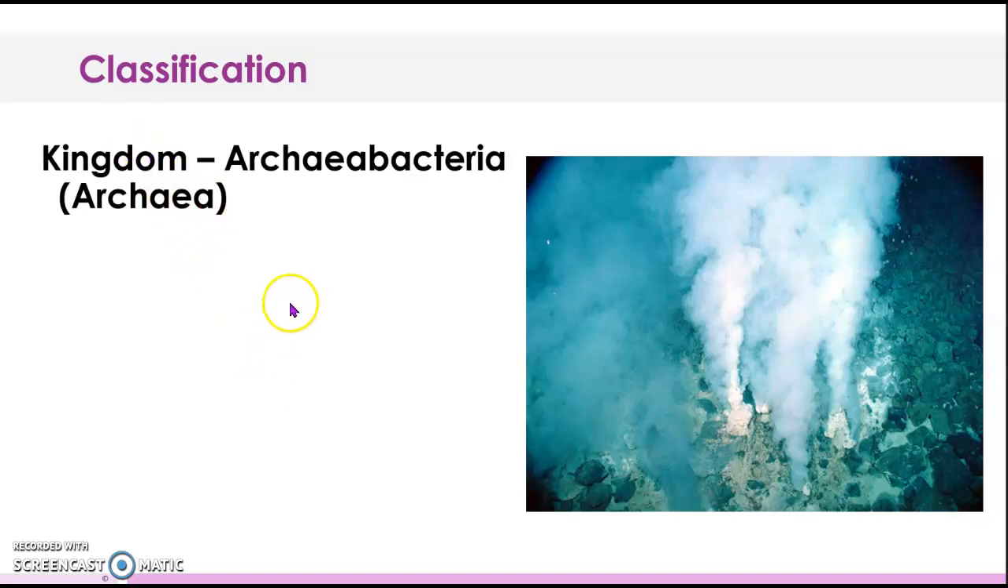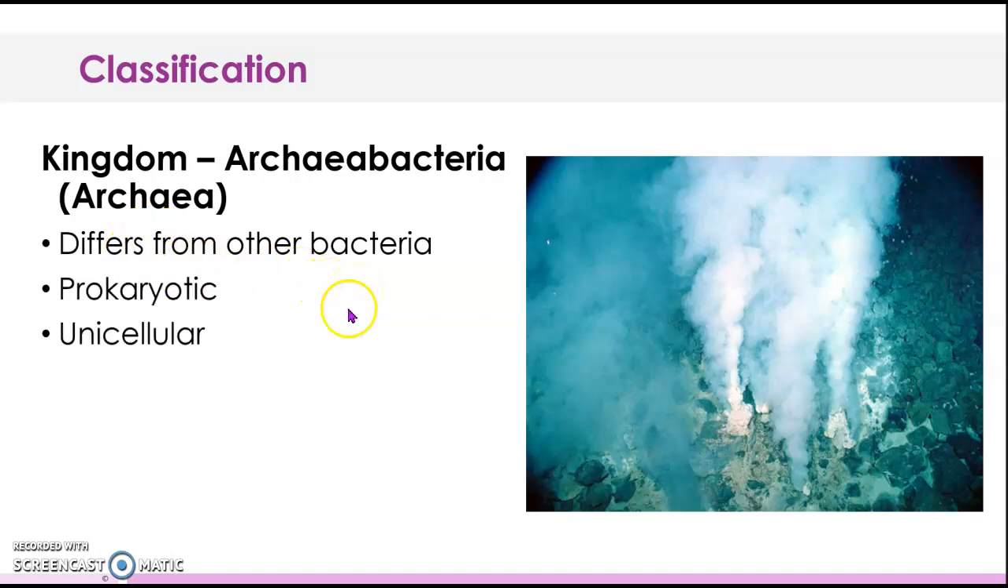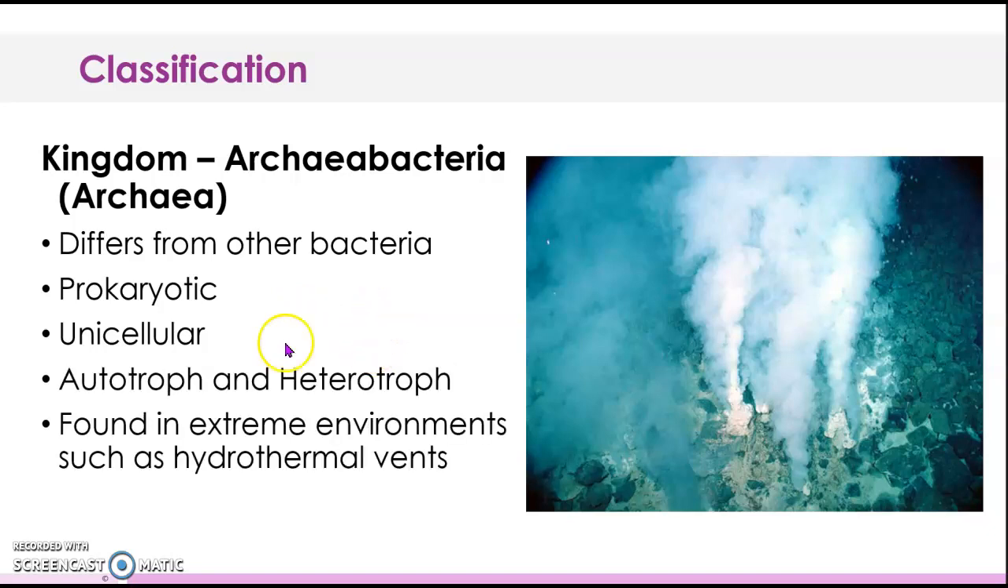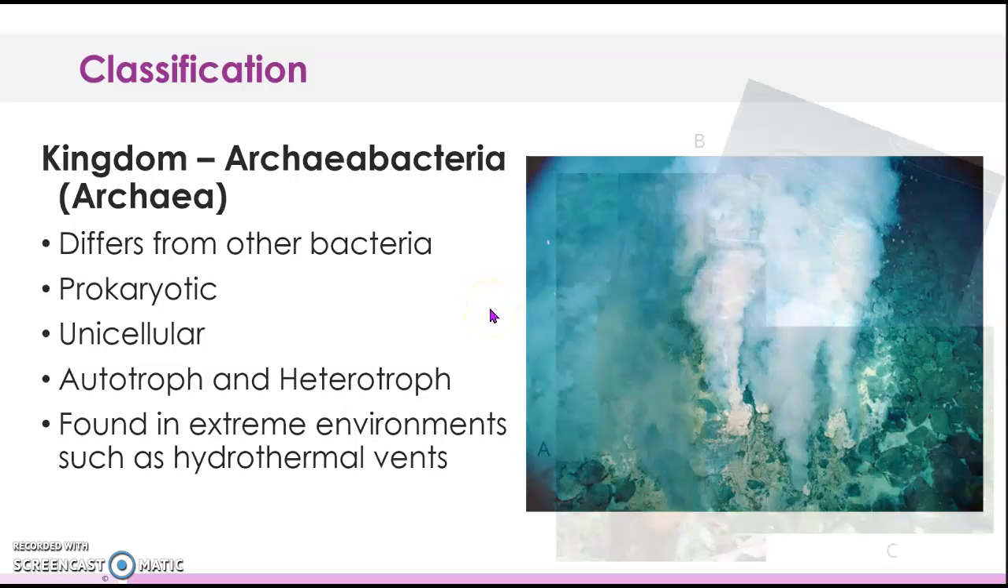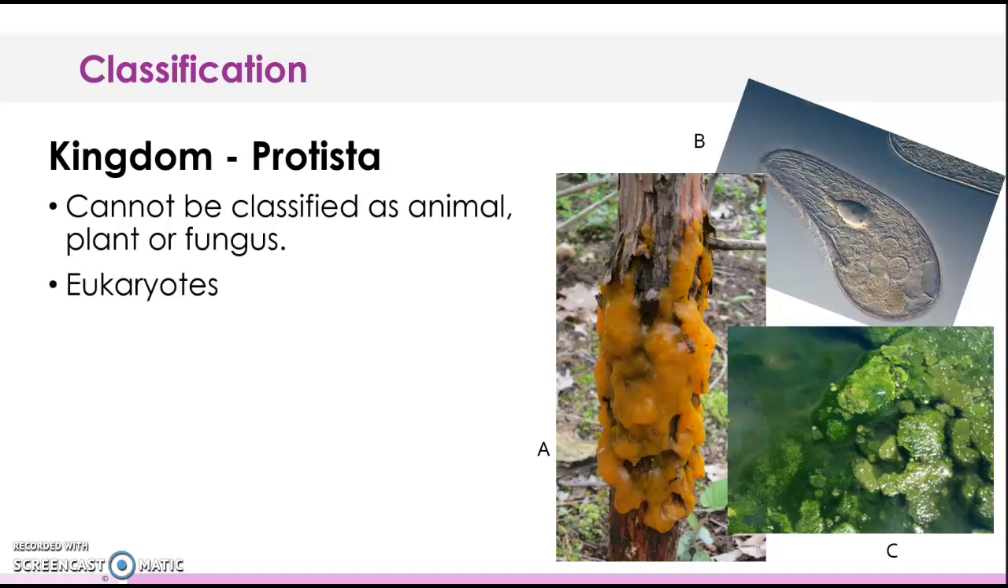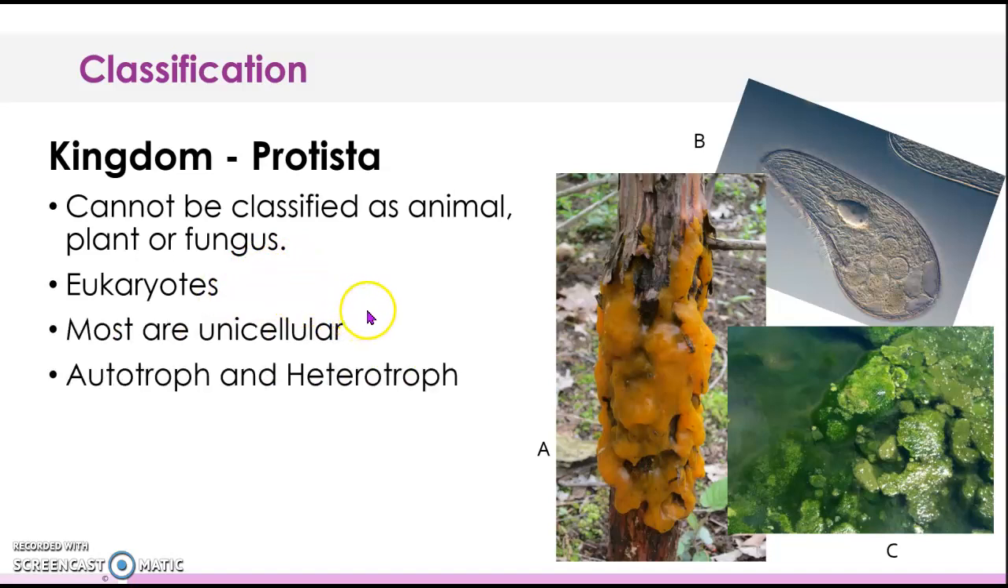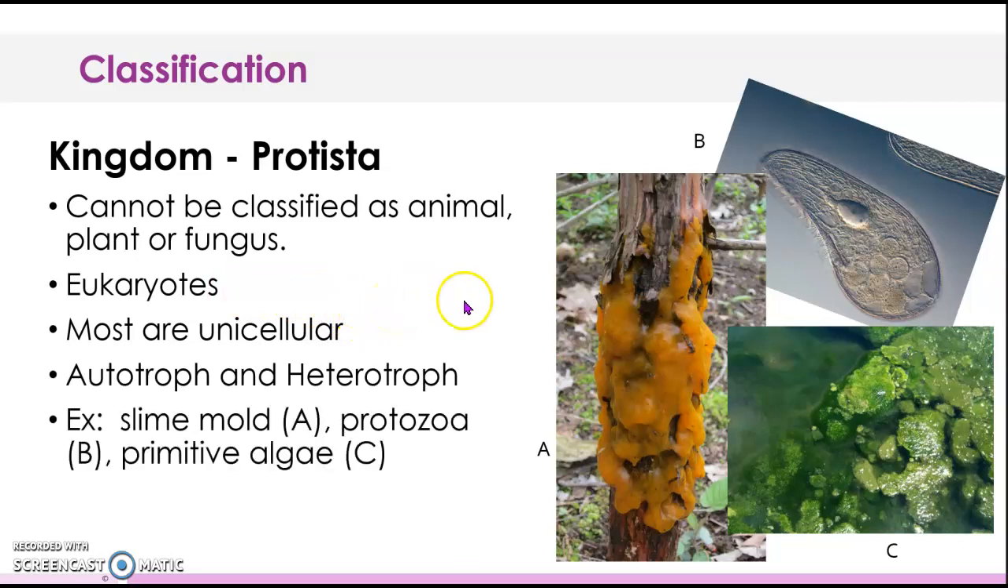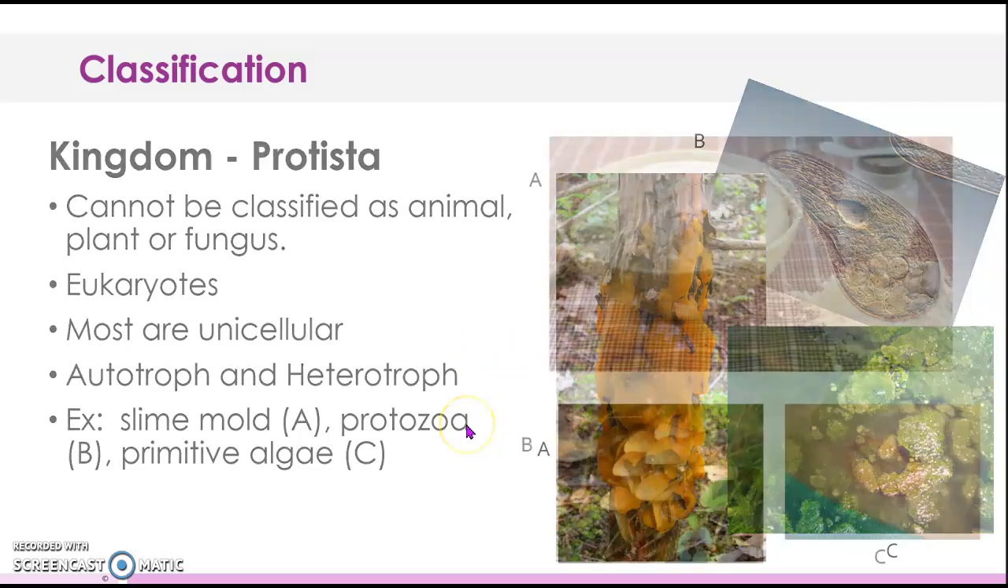Kingdom Archaea bacteria. Archaea. It differs from other bacteria. It's a prokaryotic cell. It's unicellular, autotroph and heterotroph, and it's found in extreme environments such as hydrothermal vents. Classification. Kingdom Protista. Cannot be classified as animals, plants, or fungus. They are eukaryotes, which means they have a nucleus in their cell. Most are unicellular, autotrophs and heterotrophs. And examples are slime, protozoa, primitive algae.